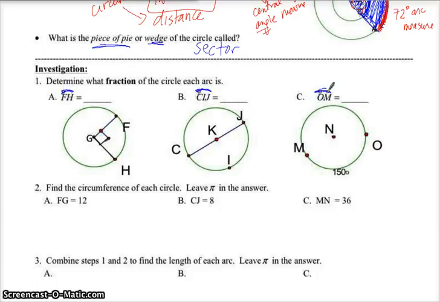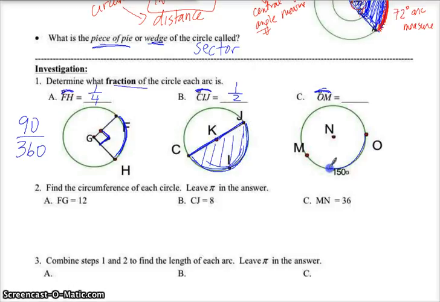It says, investigation: determine what fraction of the circle each arc is. So, if this is an arc right here, obviously this is a 90-degree angle. What fraction of the circle would that be? Well, if that's 90 degrees, and it's 360 degrees all the way around, obviously that is a quarter of the circle, 1/4. Here in the semicircle, what about arc CIJ? That's a semicircle. How do I know that? Because this is a diameter right here. So what fraction is this sector? This is going to be half of the circle.